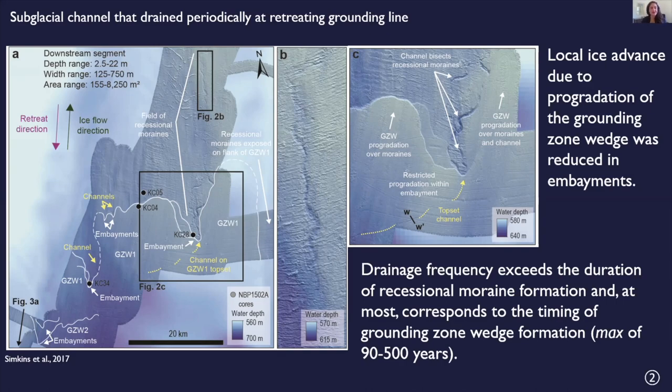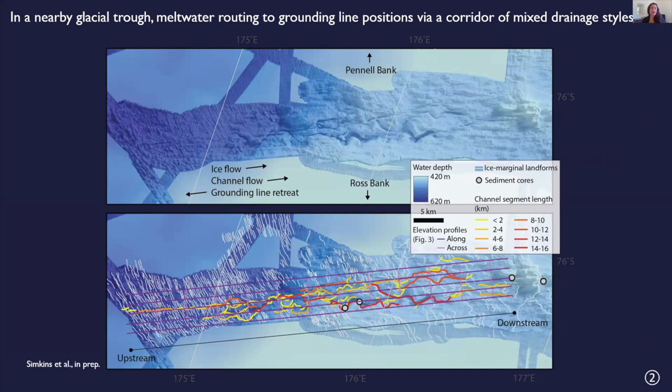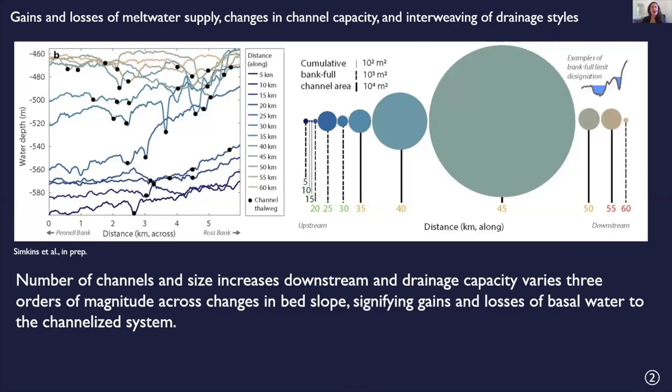And we can say that the frequency of drainage is on a maximum, depending on different sediment fluxes, 90 to 500 years. And so if we just skip over in the Ross Sea to a nearby glacial trough, we see a really different picture of channelized drainage. And you can see that there are ice marginal landforms sprinkled along the sides here and even across the channel. This is something that I'm working on writing up now to really highlight how channelized drainage at or near grounding lines can be quite variable. And different types of drainage can coexist in the same space and time. What's really interesting about this, what I'm calling a corridor, is that the number of channels and the size of the channels increases downstream.